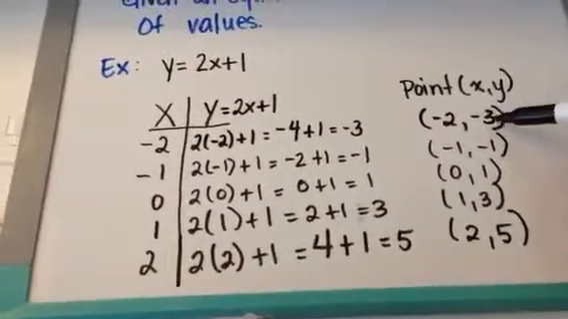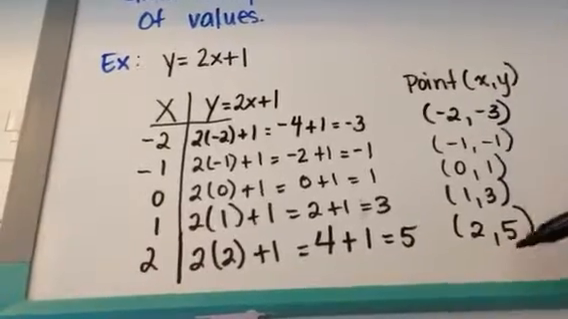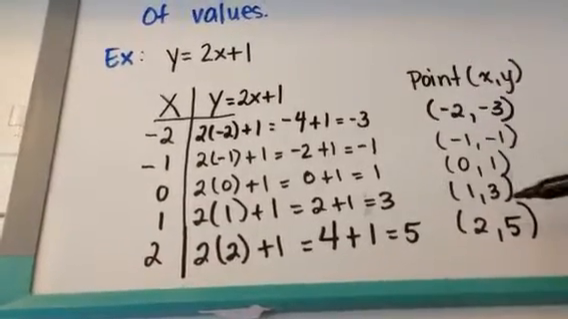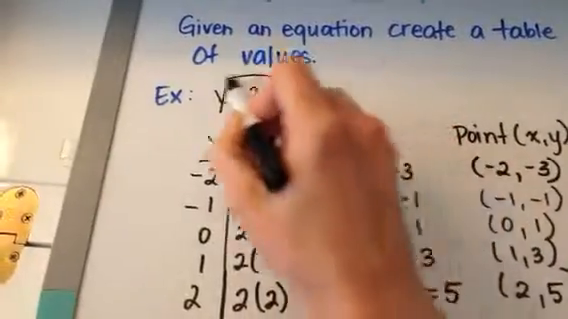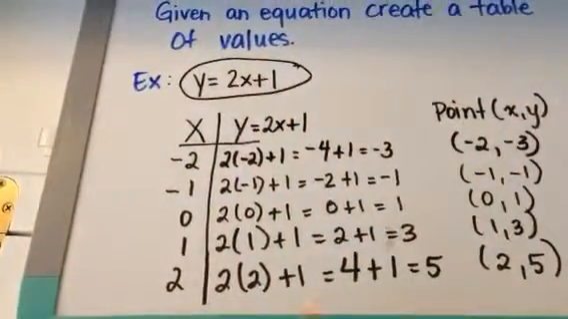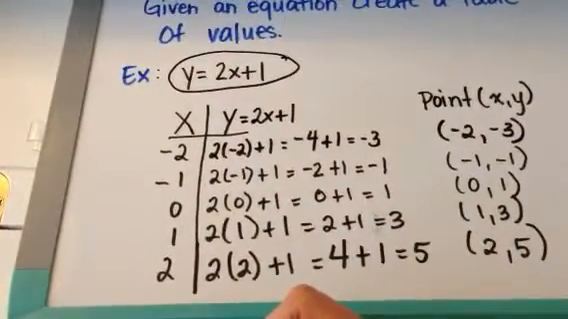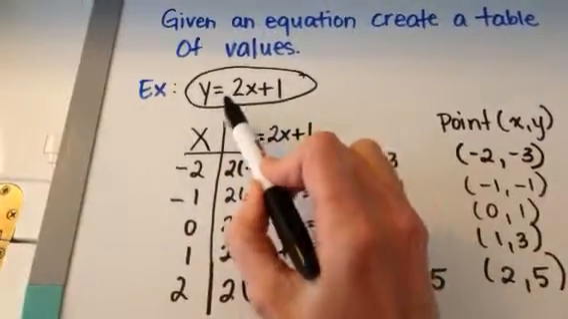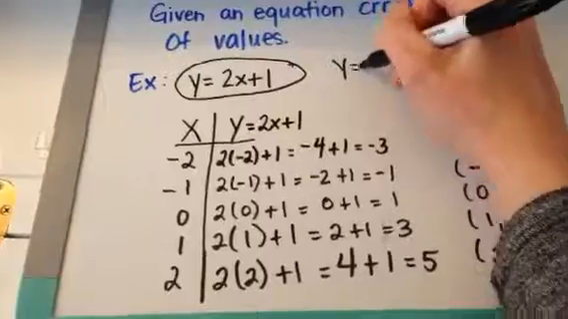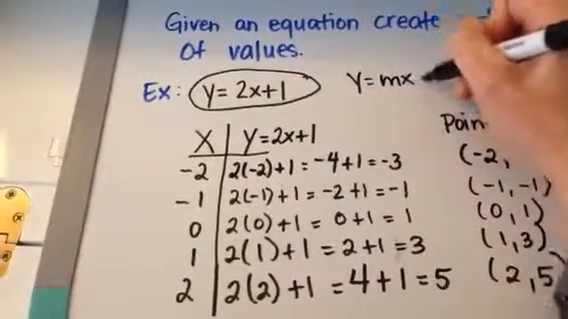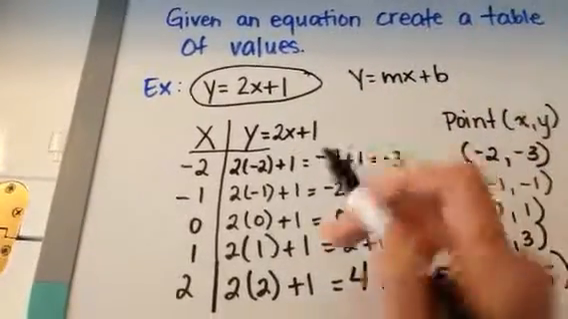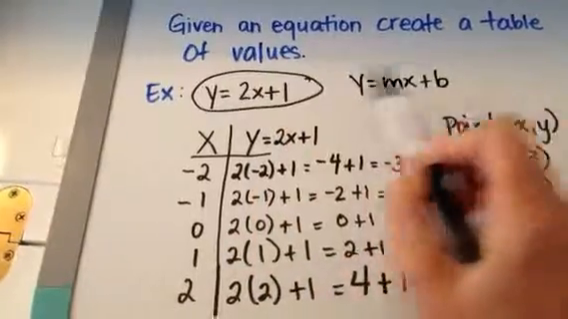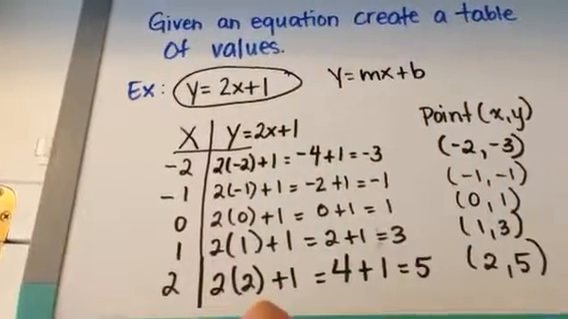From here now we have 1, 2, 3, 4, 5 different points we can plot on the graph, and it will show us what y equals 2x plus 1 looks like. If you've noticed, this is a linear equation because it's of the form y equals mx plus b, where m is 2 and b is 1, and that will give us a straight line.